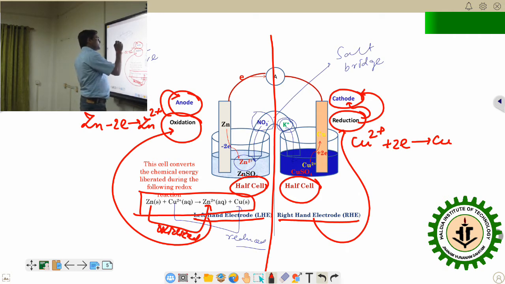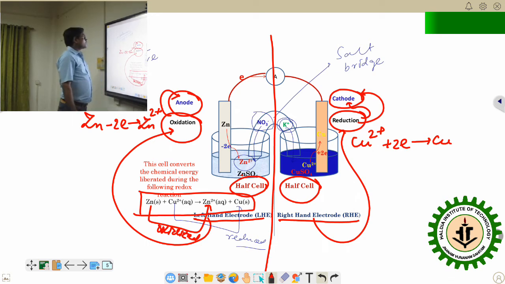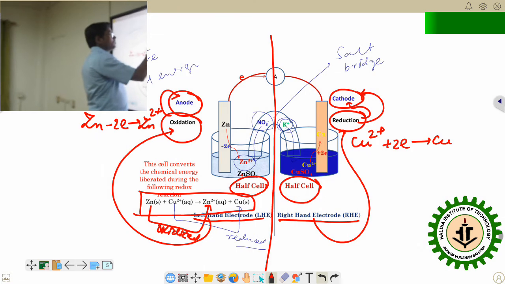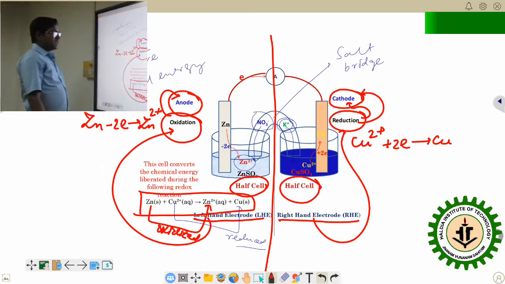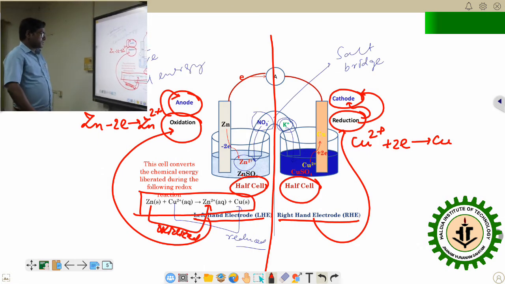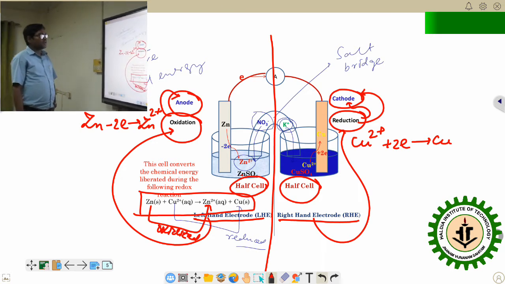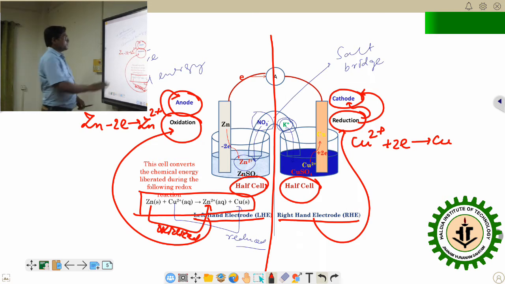If that is spontaneous, we can have some source of energy. What source of energy? We can have some chemical energy. And this chemical energy, once we get it, will be transformed into electrical energy. So this is the basic principle of the galvanic cell or voltaic cell, which was proposed by Galvani initially.